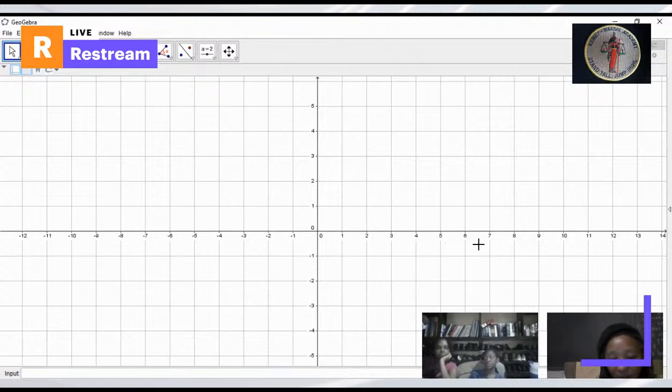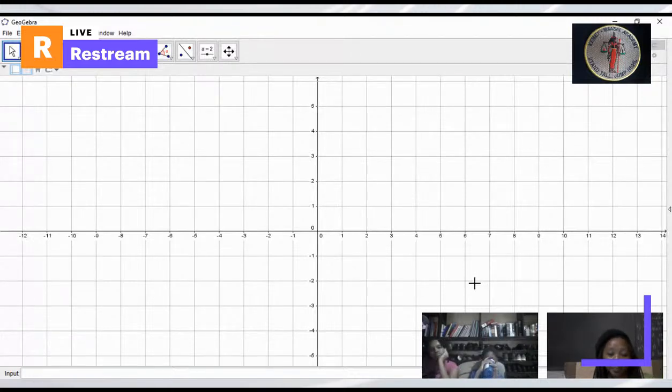Amari, confirm for me. Are you seeing where I'm moving the cursor on the graph? Yes, please. All right. So notice these numbers, they are not written in the middle of the spaces anywhere. The numbers are put as close to the axis as possible, and they are written at the intersection of the lines. Where two lines cross each other, that's where we put the numbers.